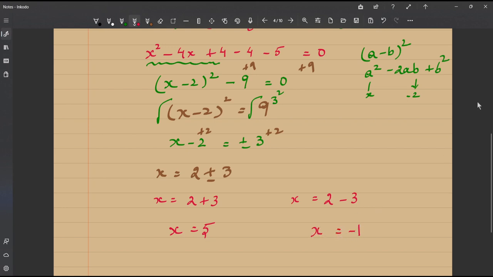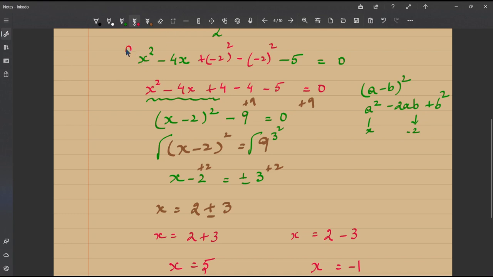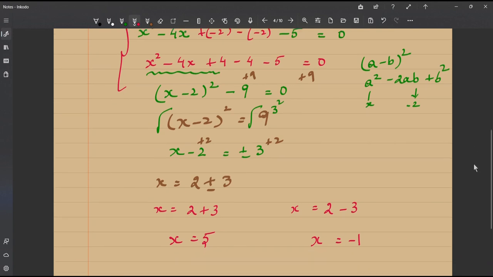I hope you understood. So this part of it looks a little tricky. The more and more you work out problems, it's going to be very easy for you and very interesting and challenging, of course. So thank you. I hope you understood.